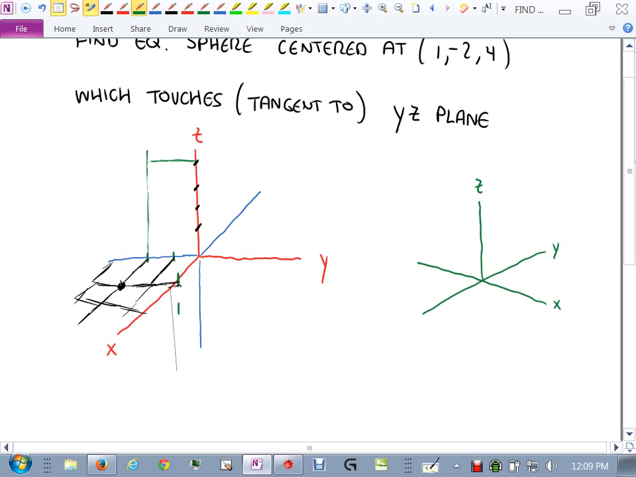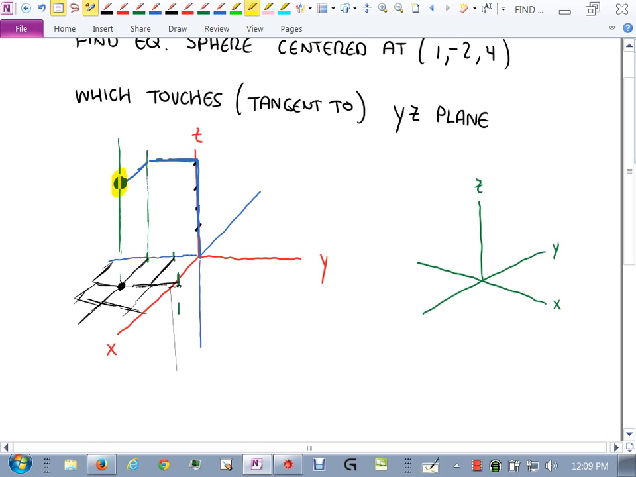So I'm trying to figure out how far up, right? How far up is 4? So what I did was I went up 4 here. I came over 2, and then I'm going to come out 1. And that should be it, right? That should be the point.